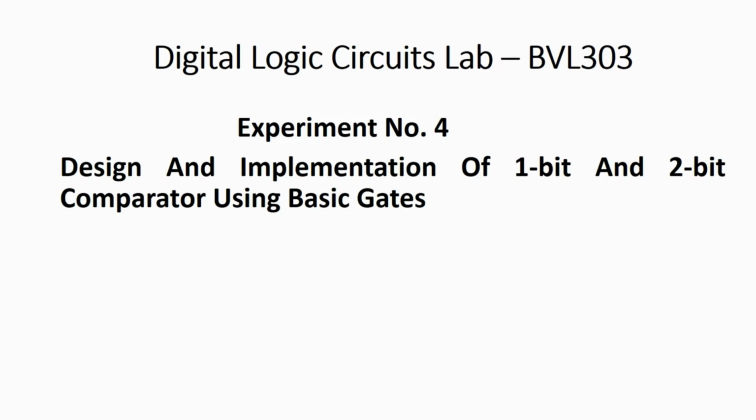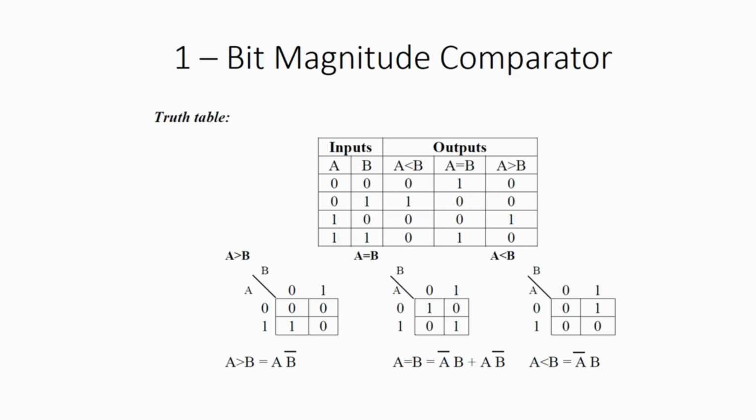In this video, you are going to learn about the fourth experiment of Digital Logic Circuits Lab, which is design and implementation of 1-bit and 2-bit magnitude comparator using basic gates. The first component is 1-bit magnitude comparator. Magnitude comparator is a combinational circuit which is used to compare the magnitudes of two binary numbers. And in this section, you are going to learn about a 1-bit magnitude comparator.